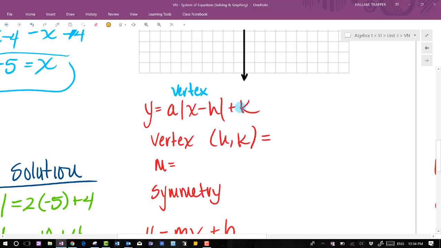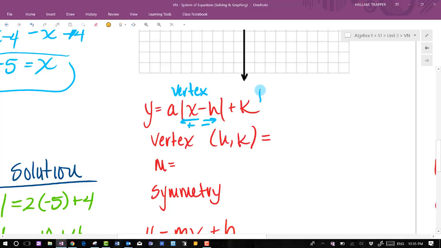In the vertex form, we know that the generic form of it looks like this, where a is our value that's a scalar, so it multiplies, sometimes considered the slope. The h, inside the absolute value, is going to move us left or right, the opposite of what we think, right? Positive would go left, negative would go right. These would be our translations.